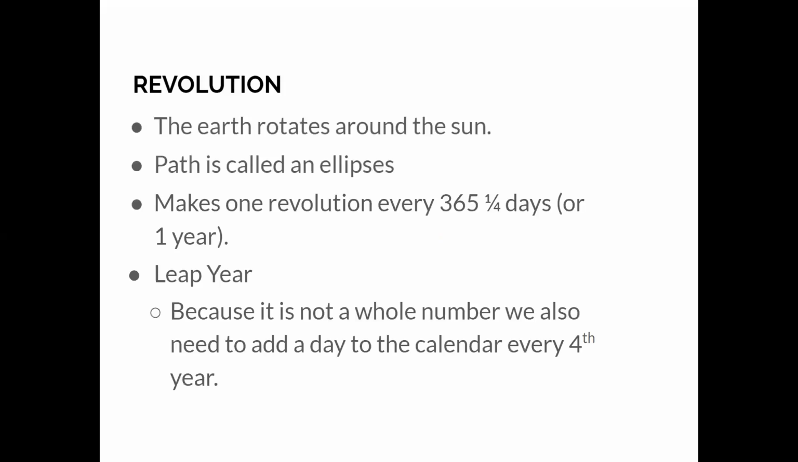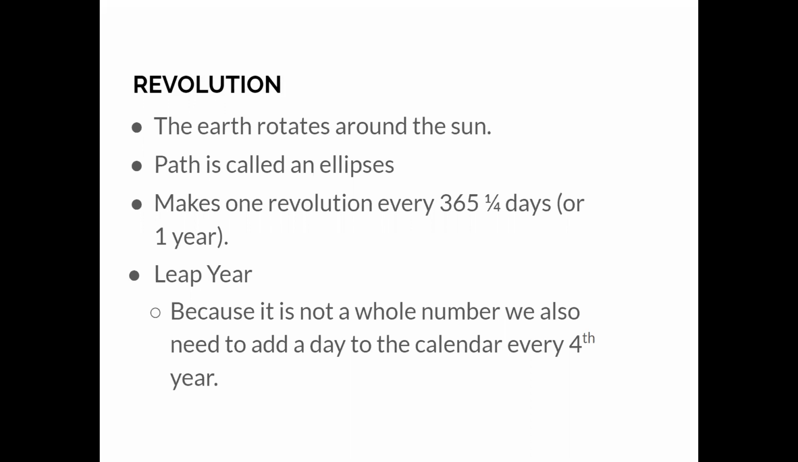Now let's move on to revolution. The Earth revolves around the sun. The path that the Earth takes around the sun is called an ellipse. Have we heard of that term before? Sound familiar? That path that the Earth takes going around the sun is an ellipse.